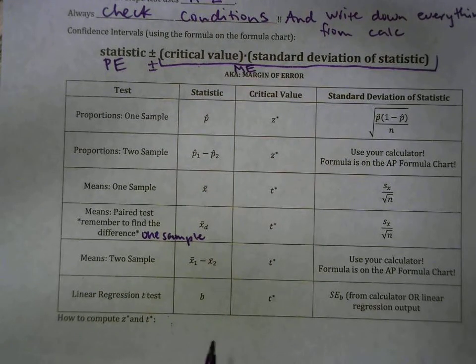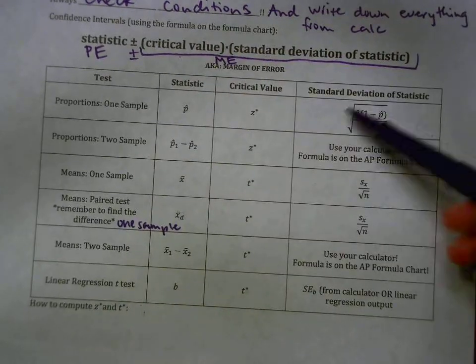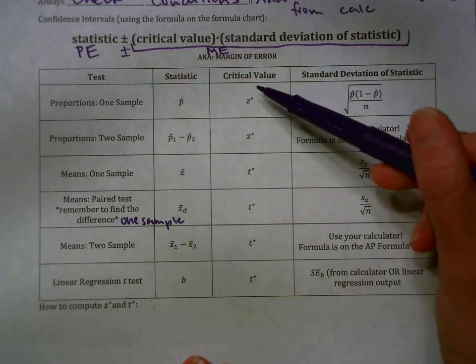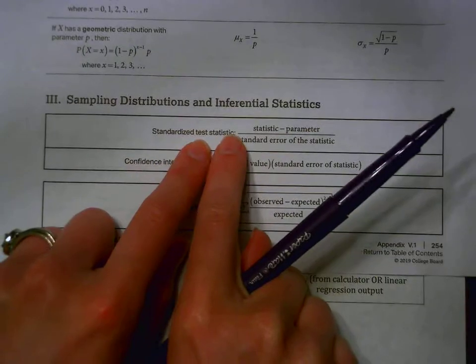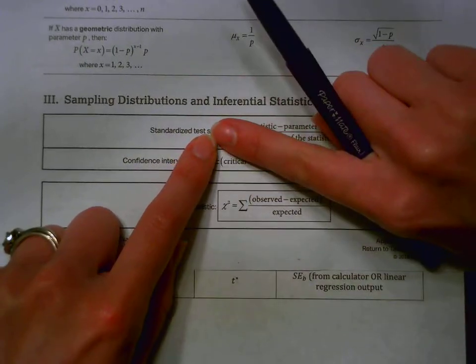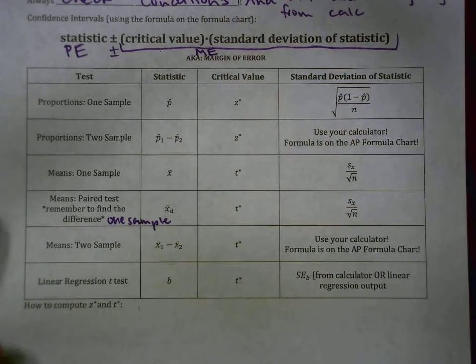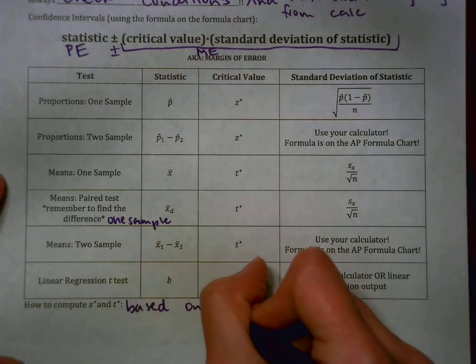So the last thing is, your problem should give you your statistic, and they give you your n, so then you can go find the standard deviation of your statistic. What you need to remember is how to find the critical value. Notice these are all star. You do not use a test statistic. That is for a significance test. Critical value, what is that based on? It's based on confidence level.